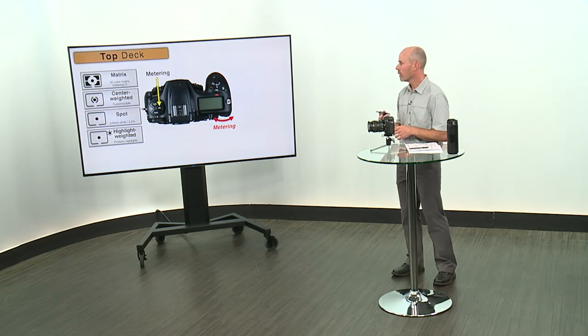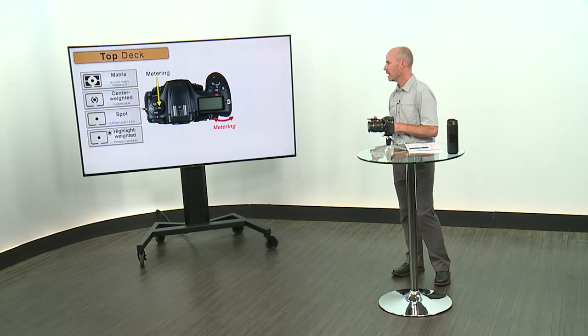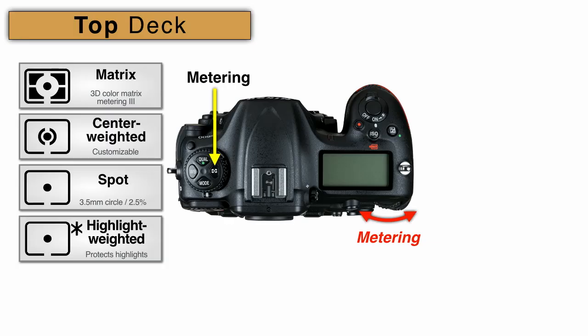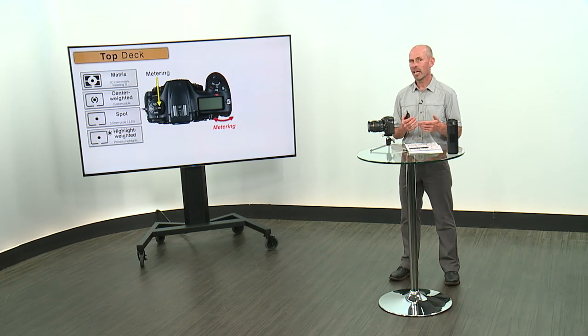There is also a unique one called highlight weighted. Well, this is not necessarily a spot, although they do show it as a spot. It's not a spot metering system. And the idea here is that it analyzes the entire scene and it protects the highlights. What I think this was designed for was a spotlight on a stage with an actor, or a person on stage with one spotlight. It analyzes all this dark area, sees a little bit of the light area, and it makes sure that the light area does not go overexposed.